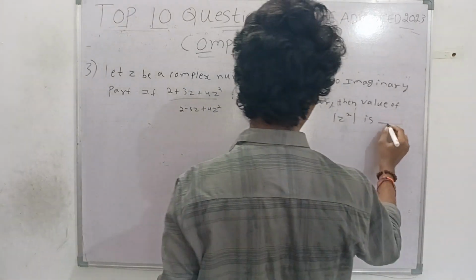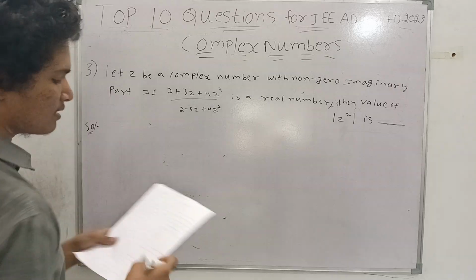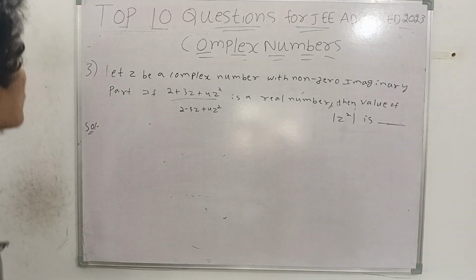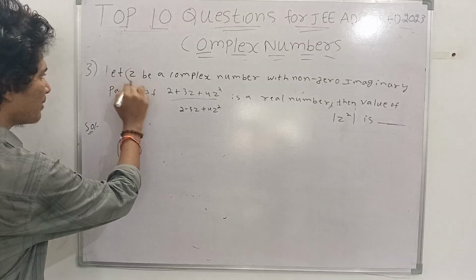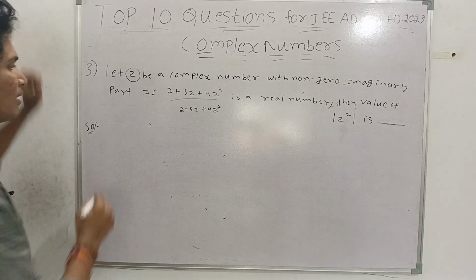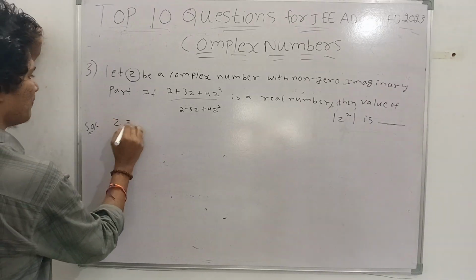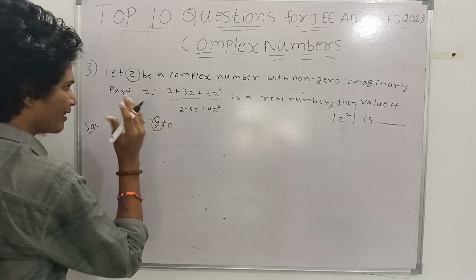This question is a very important question, guys. This question came in JEE Advanced 2022 while I was writing the JEE Advanced. This question came in my paper. They are saying that Z is a complex number with non-zero imaginary part. I already explained the meaning in the previous question. Suppose it is x plus iy, then the y part should not be equal to 0.